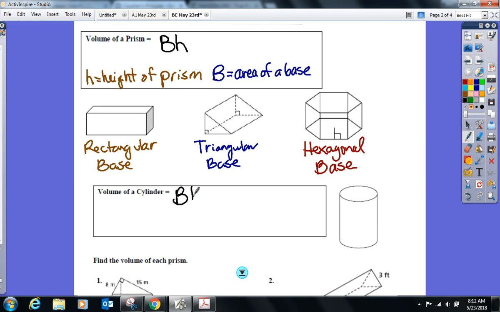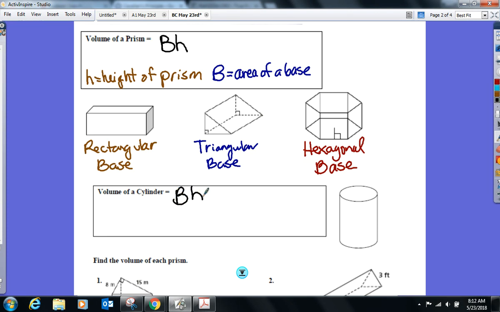It's also big B times H because it's a type of prism, remember. A cylinder is a type of prism. Here's what I want you to do. Hopefully you didn't cheat already and look. Can you get a little bit more specific than big B times H? Can you replace something for big B? Remember what big B means. Area of the base, and it's a cylinder.